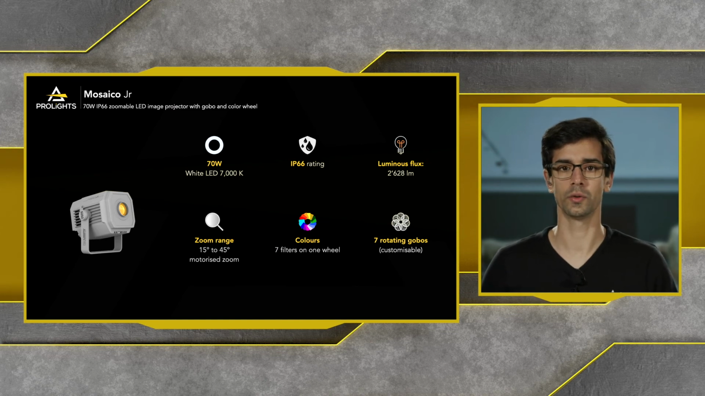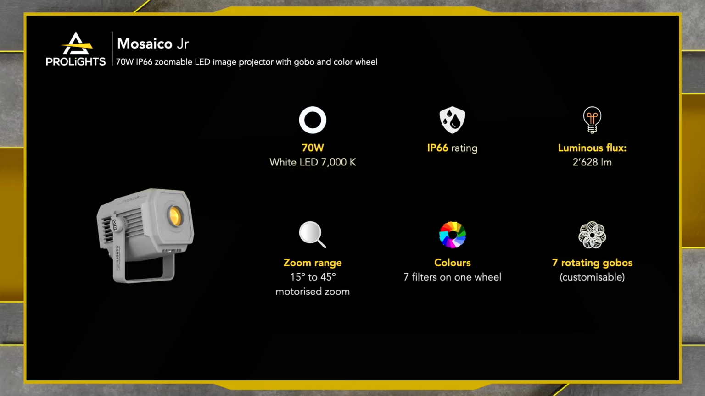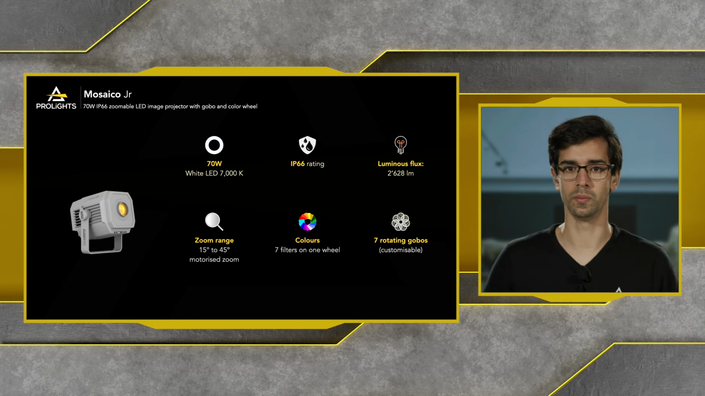So let's start with the Mosaico Junior. This is a 70 watt IP66 zoomable LED image projector with gobos and a color wheel. Let's start with the source. That's a 70 watt white LED source, a fixed 7000 Kelvin white source. It's IP66 rated, with a luminous flux of 2628 lumens. The zoom range is between 15 degrees and 45 degrees with a motorized zoom, and we've got 7 filters on one color wheel and 7 rotating gobos, and those gobos can be customizable.